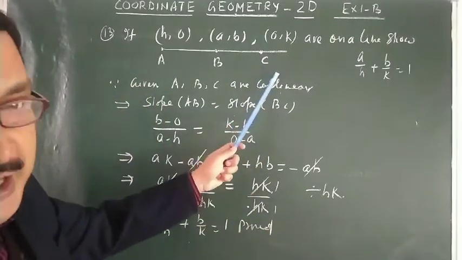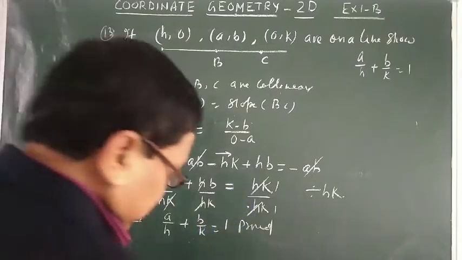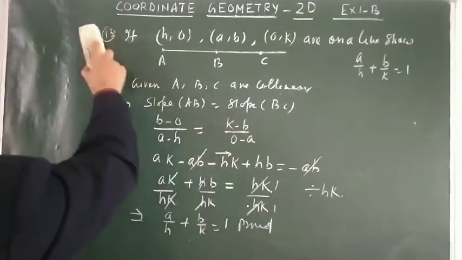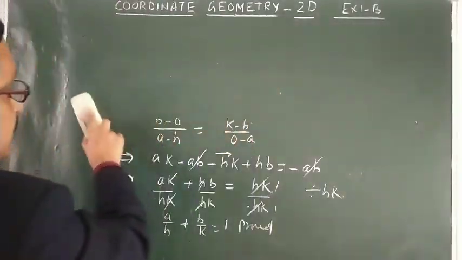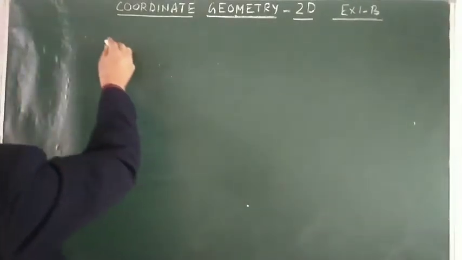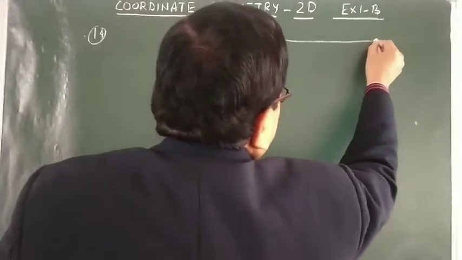So on the same line is collinear, and our proof is ready: A by H plus B by K is equal to 1. Moving towards the next question. This is question number 14 of your book. There is a shape like this.